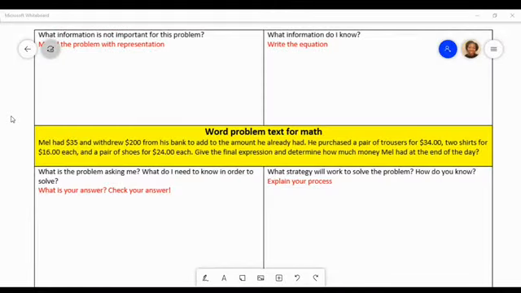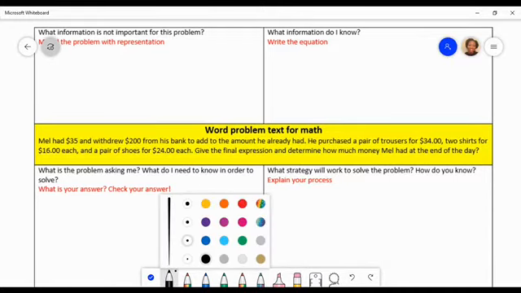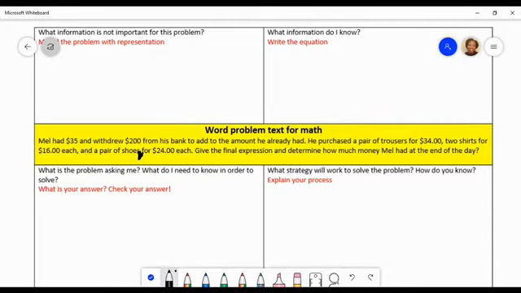Reading the question: Mel had $35, withdrew $200 from the bank to add to the amount he already had. He purchased a pair of trousers for $34, two shirts for $16 each, and a pair of shoes for $24 each. That doesn't sound right. So guys, do you think Dr. Potts made a mistake? Yes, she did. So this is not a pair of shoes. Well, it is just one. So we have to make sure it's just one.